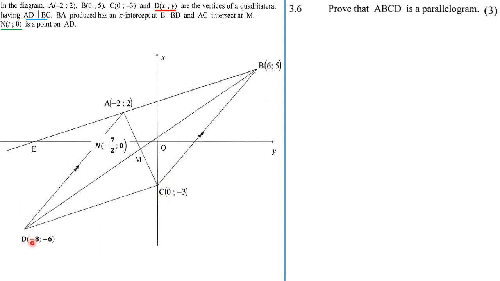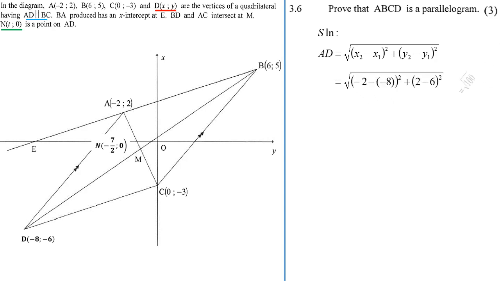D is (-8, -6). Using the distance formula for AD, substitute accordingly, and from there you get your value of AD to be 10 units. Remember, I label this point x2, y2, and this one x1, y1. So it's the square root of (2 minus -8) whole squared, plus (2 minus -6) whole squared.